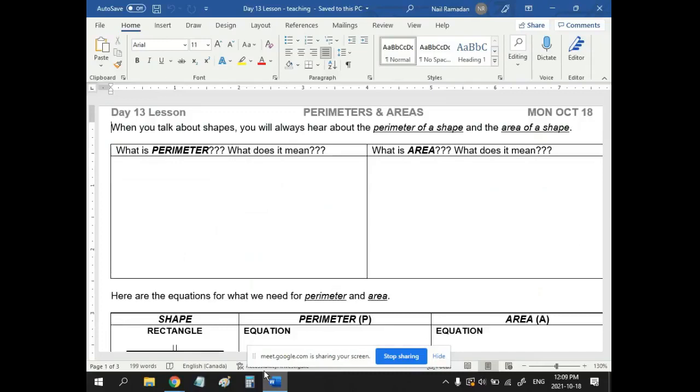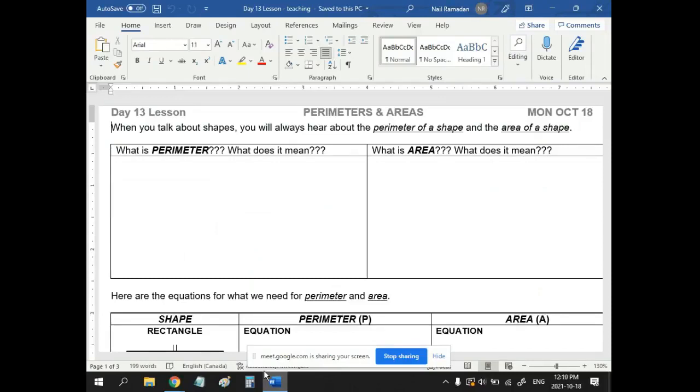Perfect. How about the word area? What's the difference between perimeter and area? What's the inside? Perfect. Everyone, Carly perfectly nailed it here. Listen up. The perimeter is the outside length, and the area is the inside space.